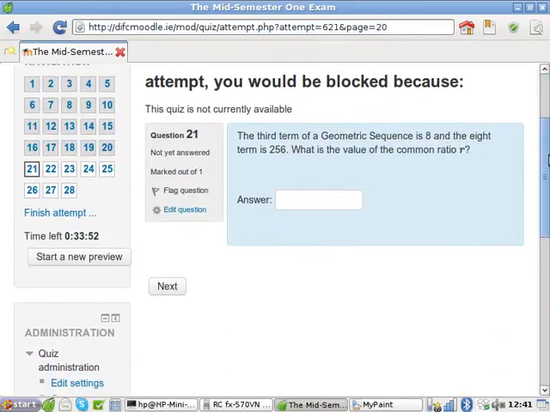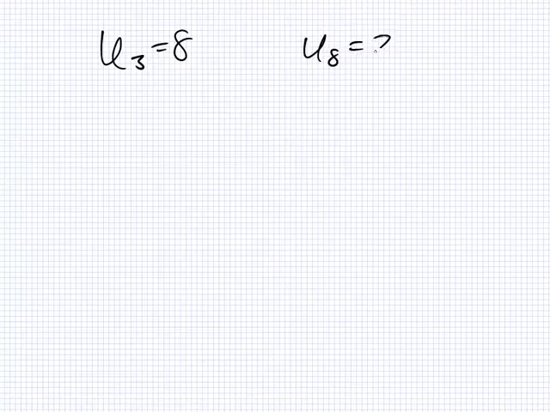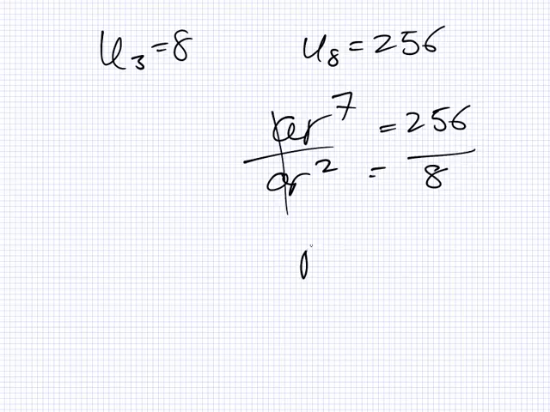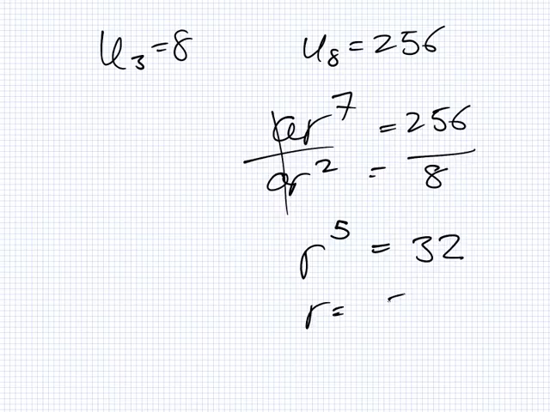The third term in the geometric sequence is 8, and the 8th term is 256. What's the r? So the third term is 8, and the 8th term is 256. So that means ar^7 is 256, and ar^2 is 8. If you divide them, you get r^5 equals 32. So r is the 5th root of 32, which is 2.